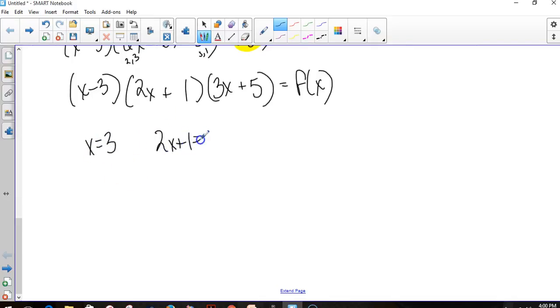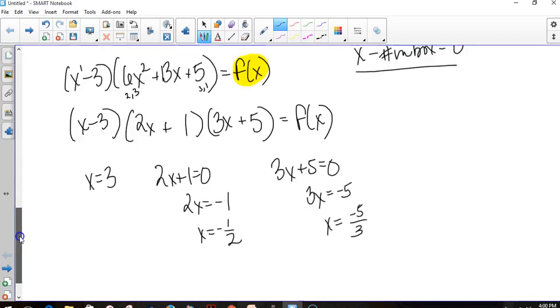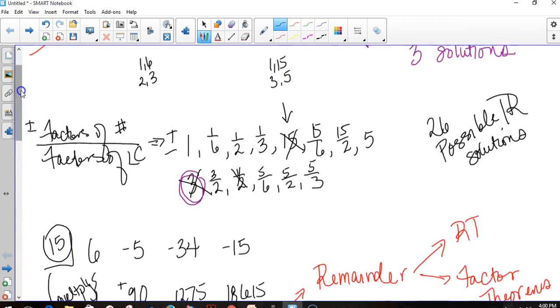2x plus 1 is equal to 0. I'll subtract the 1. Divide by 2. There's that negative 1/2. The other one, 3x plus 5 is equal to 0. Subtract the 5. And divide by 3. And negative 5/3 and a negative 1/2. I'm going to scroll back up to the top. And there they are. So if you have real solutions, it has to come out of this list. In the next video, we'll look at what happens when they're not real.